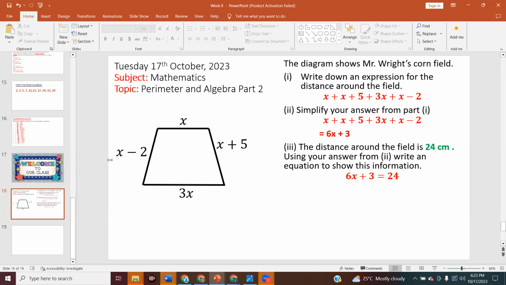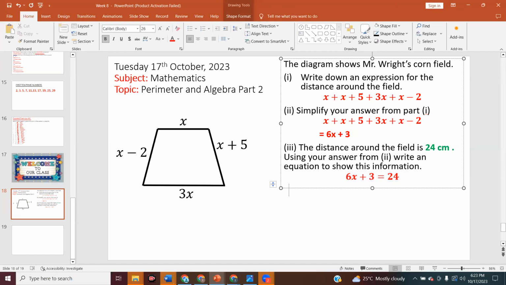Okay, good. So we know that the perimeter is 24. And we know the answer we got for the first part is 6x plus 3. So what we do is we say that 6x plus 3 equals 24, and that's how we form the equation. Whatever you get for the first part, you have to set it equal to 24, or whatever number they give you here. Does that make sense, Casey?